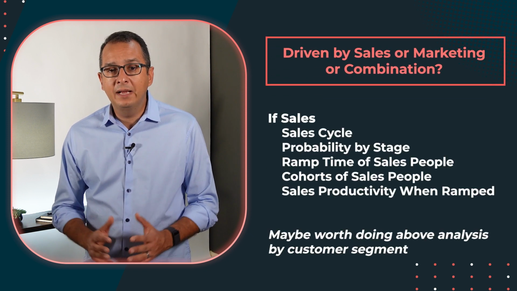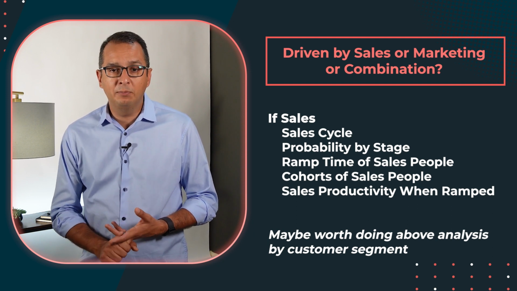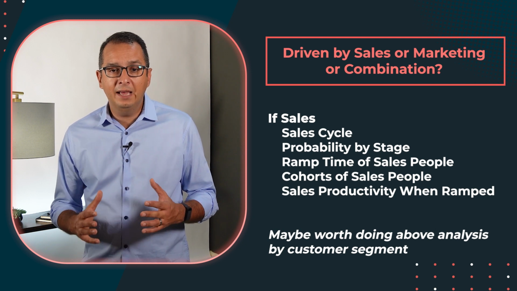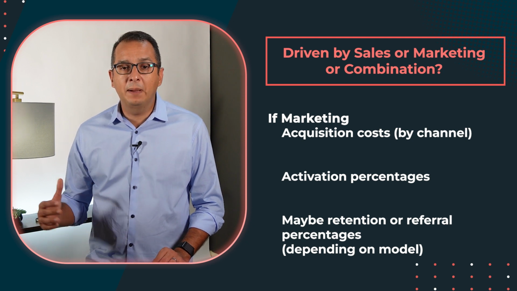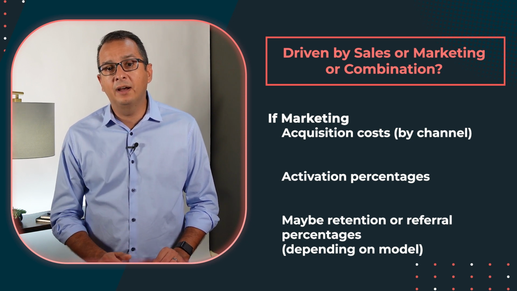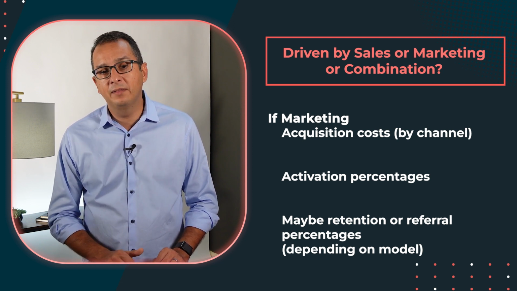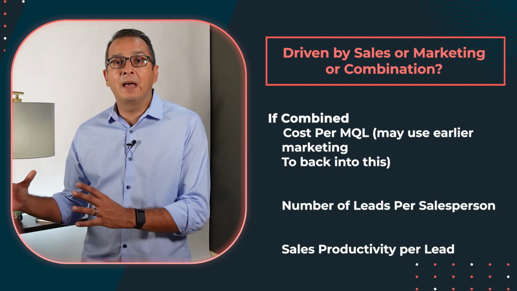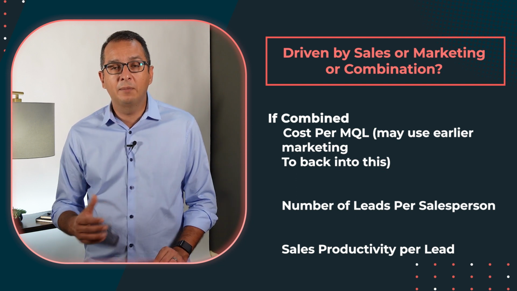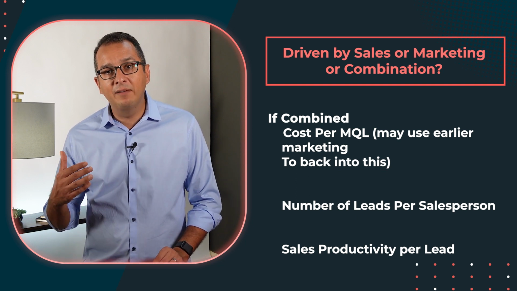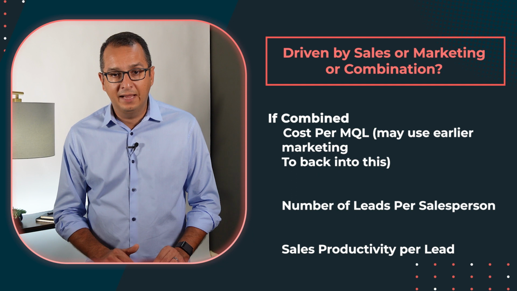If it's sales, right, then you're going to end up looking at things like sales cycle, probabilities by stage, salespeople and productivity metrics around those salespeople, and maybe even doing it by different customer segments. On the other hand, if you're focusing on something that's driven more by marketing, you're probably going to look at things like acquisition cost by channel, what your activation percentages are, and maybe some type of retention or referral program, depending on the model that you're using. And obviously, if both, then you've got some context of marketing qualified leads that are put into a number of leads per salesperson to ultimately look at sales productivity per lead. But you can get the sense here at the high level, these are the kinds of things you want to figure out to help you come up with an accurate sales forecast.